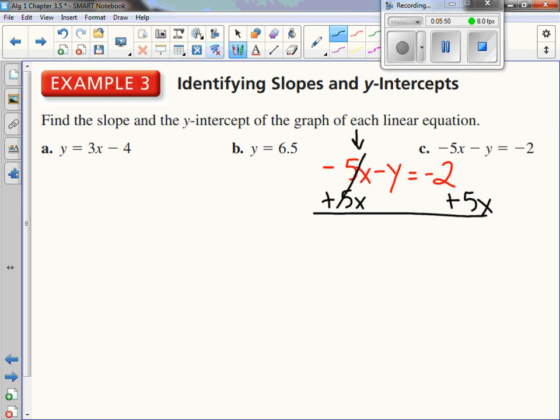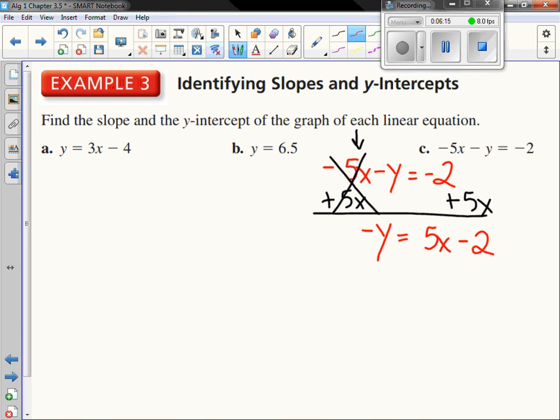Because negative 5x plus 5x would be 0. So that leaves us with negative y on the left-hand side. On the right-hand side, we're going to have 5x minus 2. And we want to put the variable or the number with x in front in the first spot, because again, we're really trying to get this in y equals mx plus b form. We want to get y by itself and positive. We want to get this in the form of y equals mx plus b, because if I can get it in this form, then we can find the slope and y-intercept.